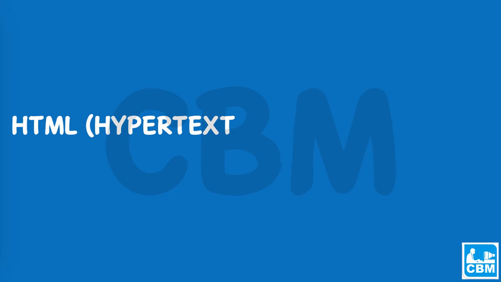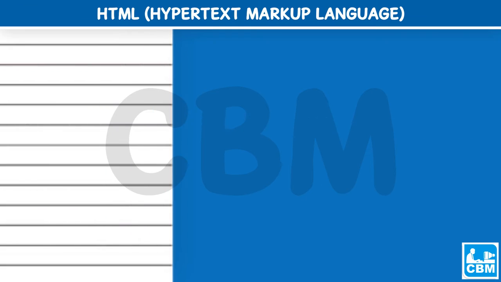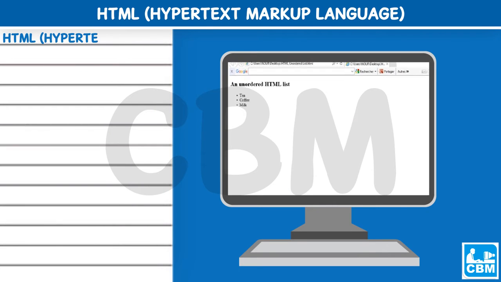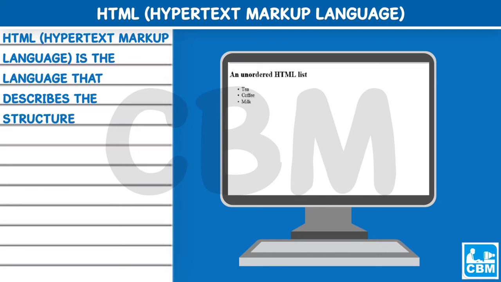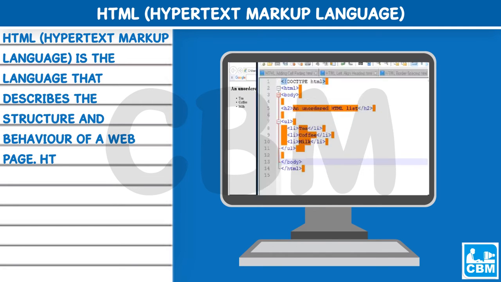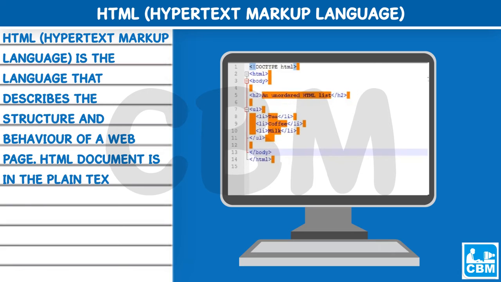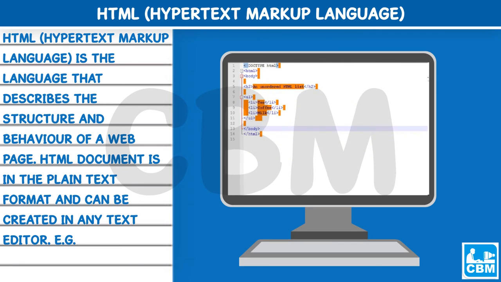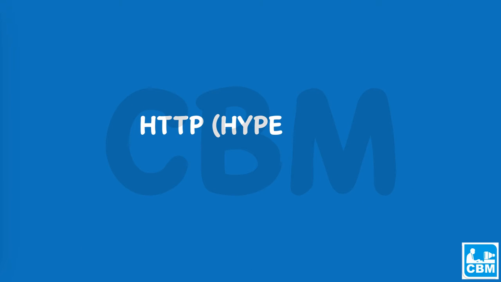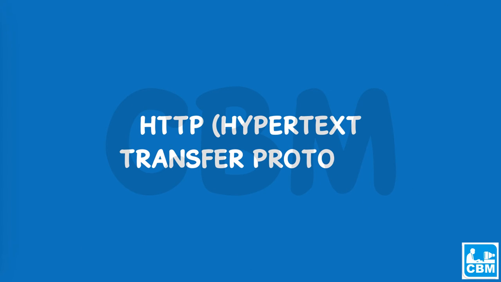HTML. Hypertext Markup Language. Hypertext Markup Language is the language that describes the structure and behavior of our web page. HTML document is in the plain text format and can be created in any text editor. For example, Notepad. HTTP. Hypertext Transfer Protocol.